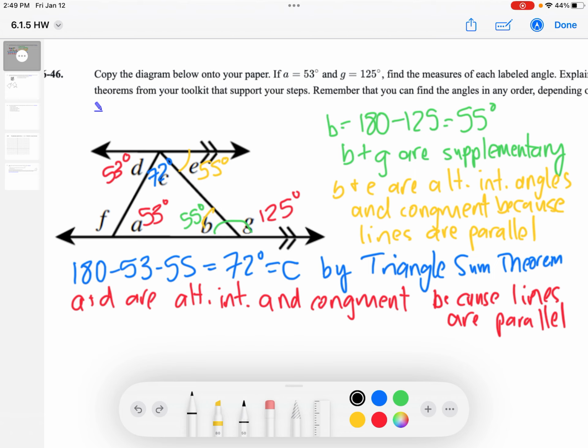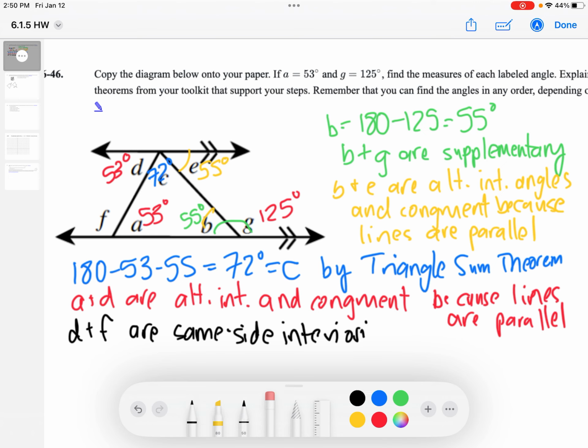Just to try something different, I do notice that F and A are supplementary, but let's make this interesting. D and F are same side interior angles. And what do we know about interior angles? If the lines are parallel, we know that same side interior angles are supplementary. So 180 degrees minus 53 is going to give me 127 for my angle F.